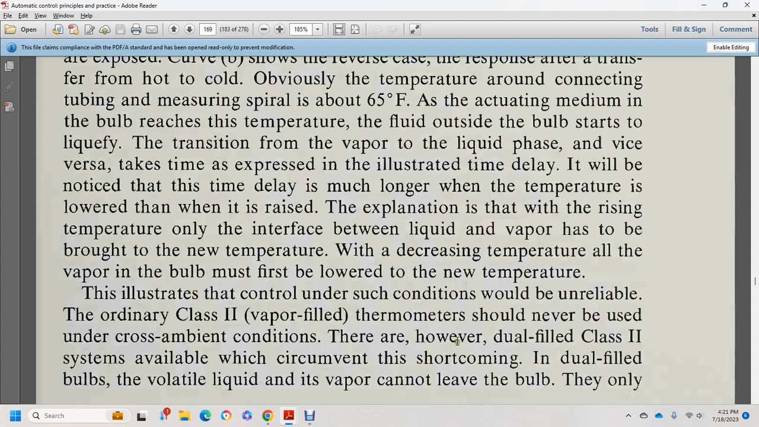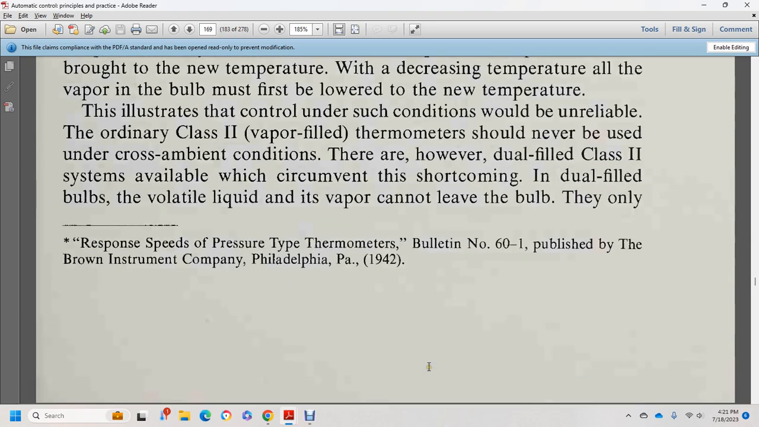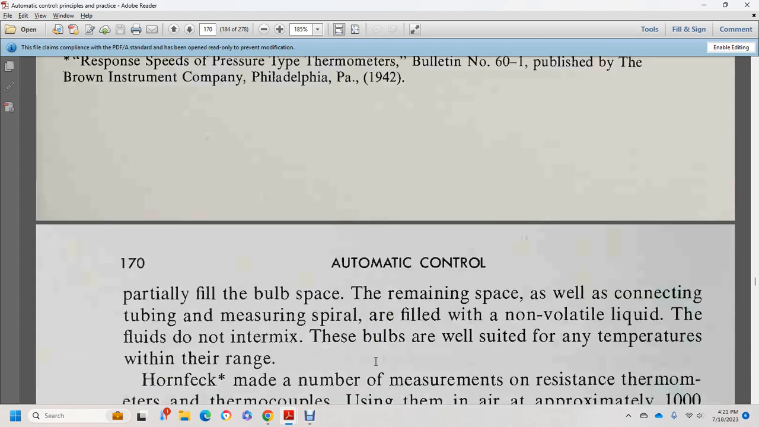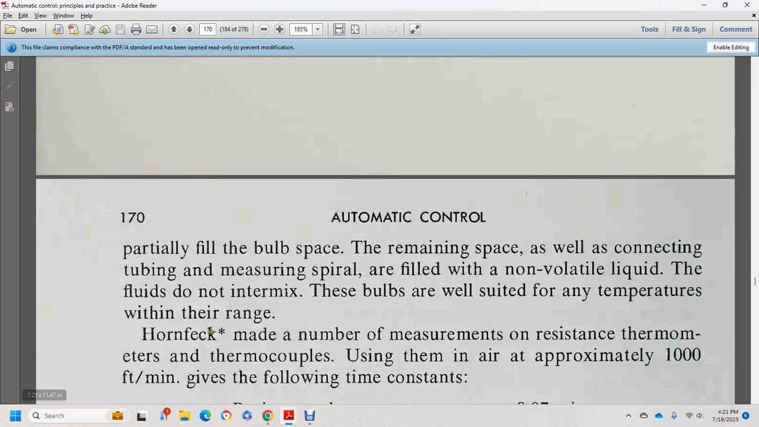There are, however, dual-filled class 2 systems available to circumvent the shortcoming. In the dual-filled bulb, vials hold liquid and vapor so they cannot leave the bulb. The bulb space is only partially filled, and the remaining space, with the well connecting the tube and measuring spiral, is filled with a non-volatile liquid, so the fluids do not intermix. These bulbs will suit any temperature range.